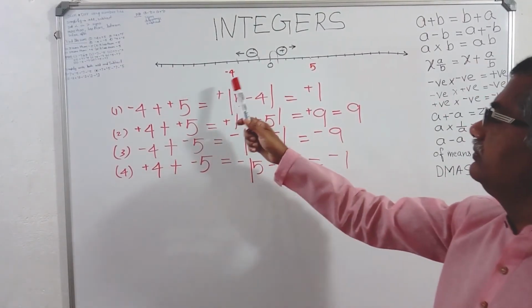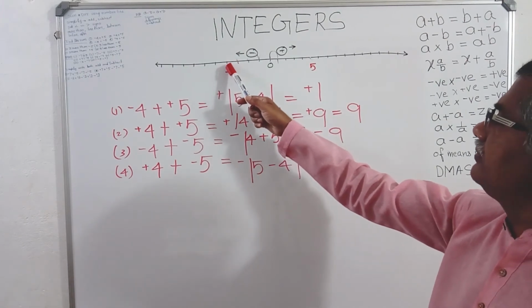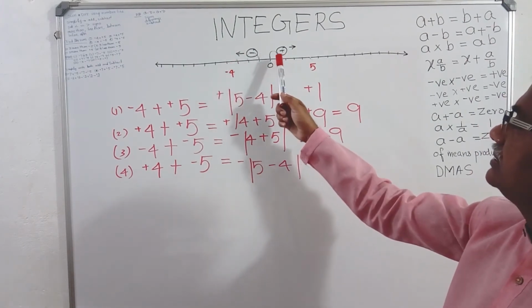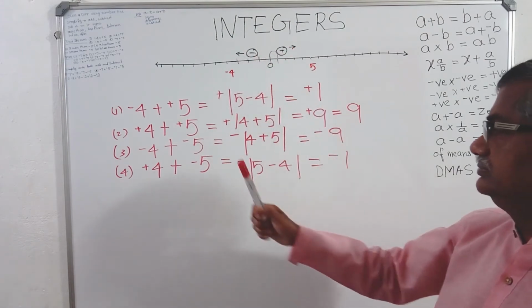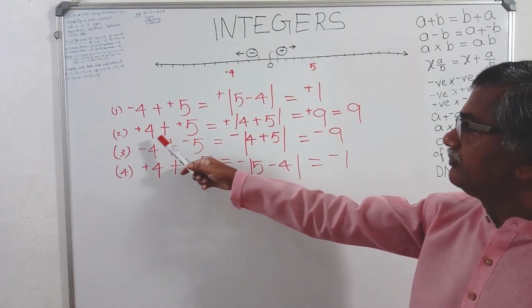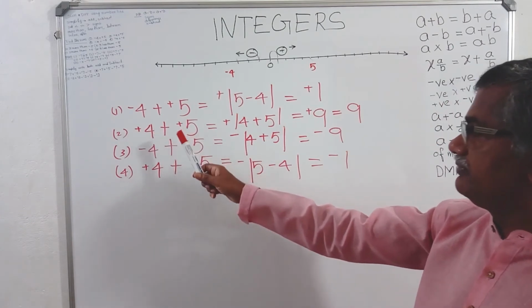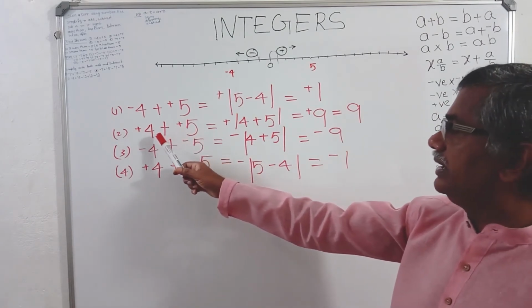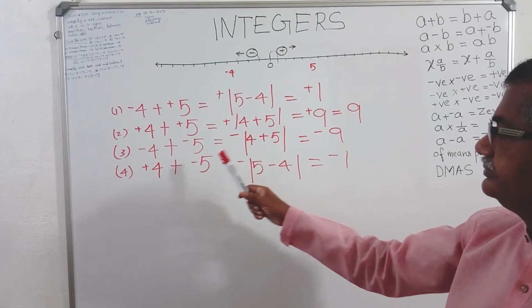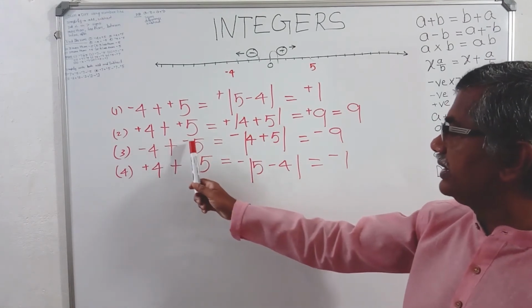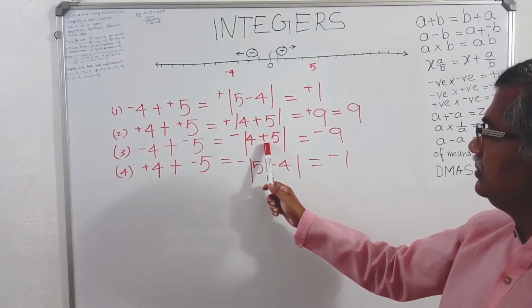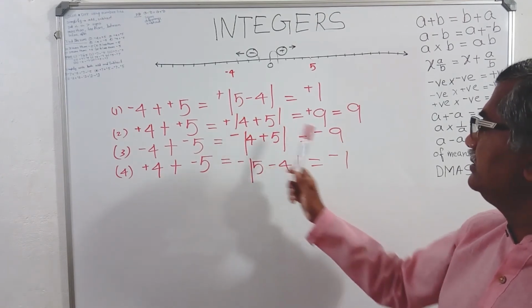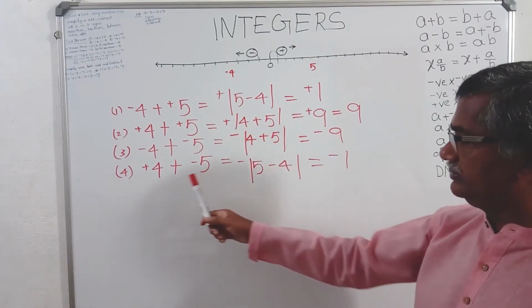-4 plus 5 we have already discussed. From -4 to 5 points on the front side or right side, we are getting 1. Next one, +4, +5, that is simple addition. 4 plus 5, 9. Then negative 4, negative 5. We can take the absolute value, find the sum. It will be 9. Put the negative sign. The answer will be negative 9.